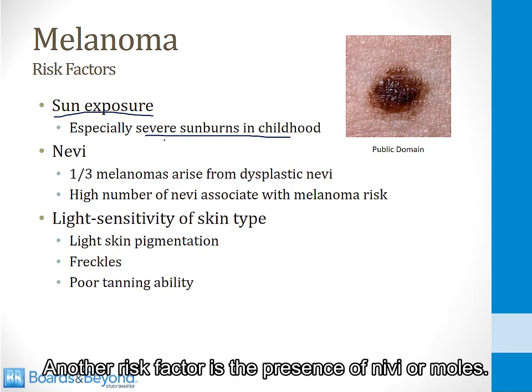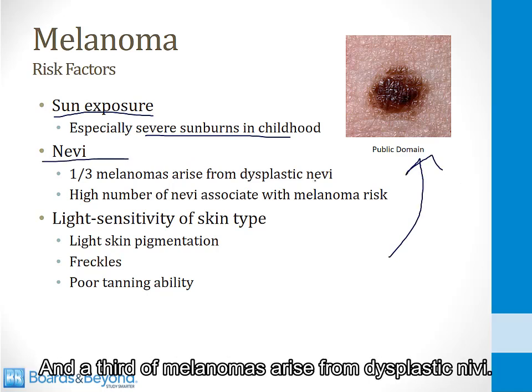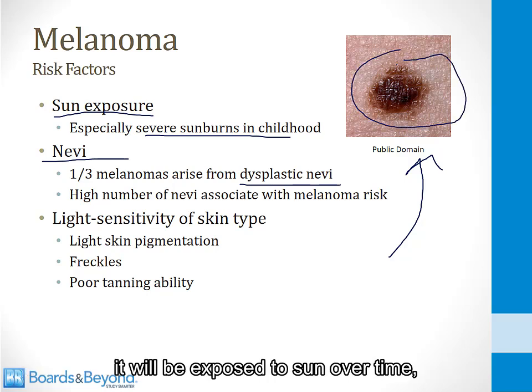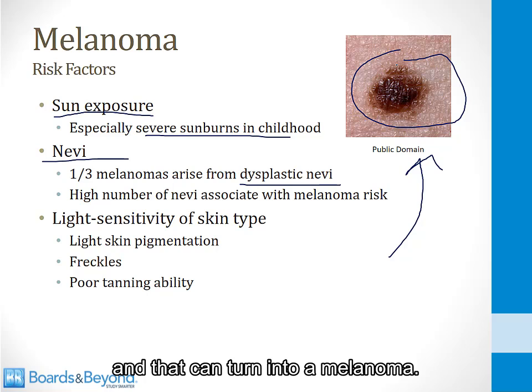Another risk factor is the presence of nevi or moles. This is a picture of a mole or a nevus on the screen here. And a third of melanomas arise from dysplastic nevi. So a person will have one of these moles on their skin. It will be exposed to sun over time, and then at some point in their life, the mole will develop dysplastic features, and that can turn into a melanoma.